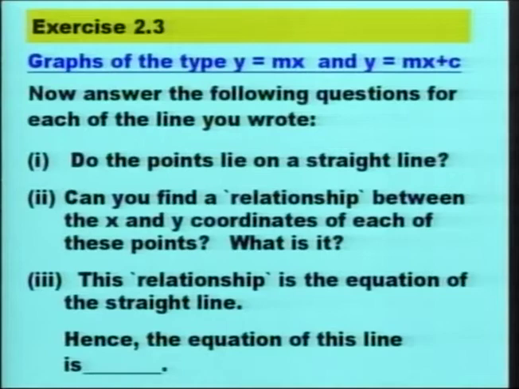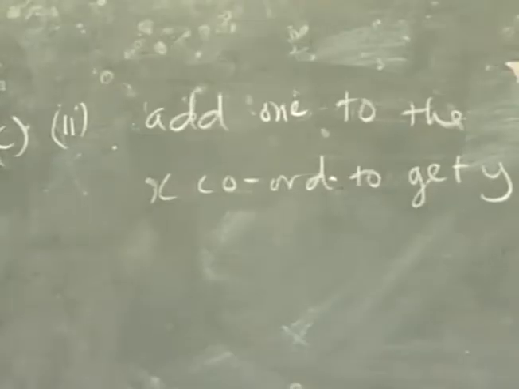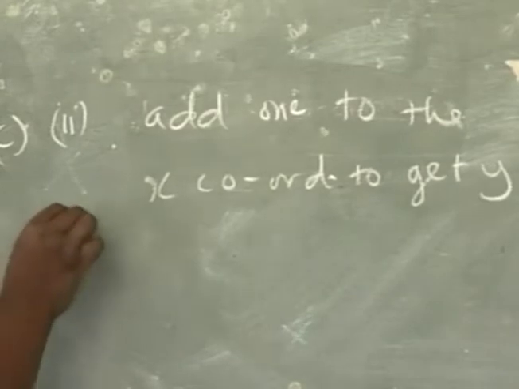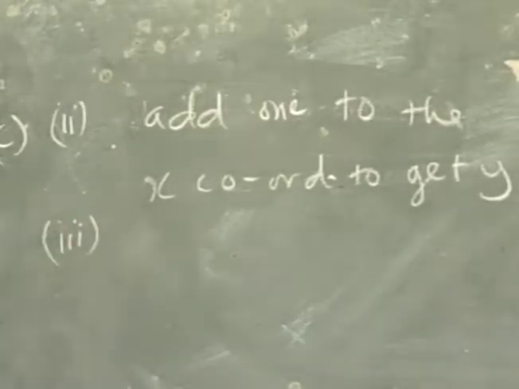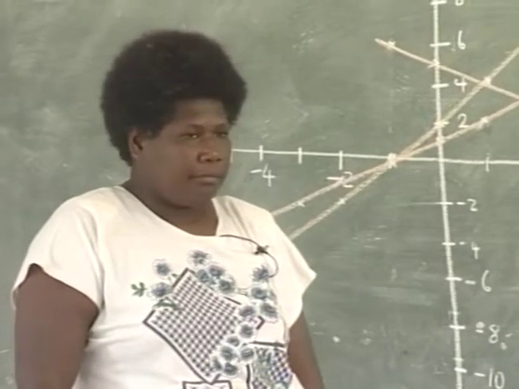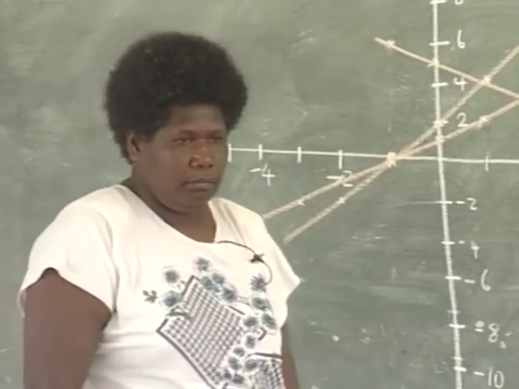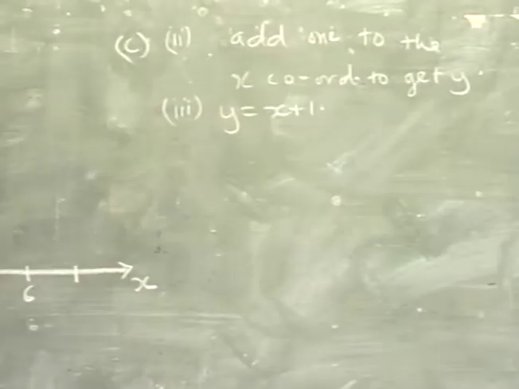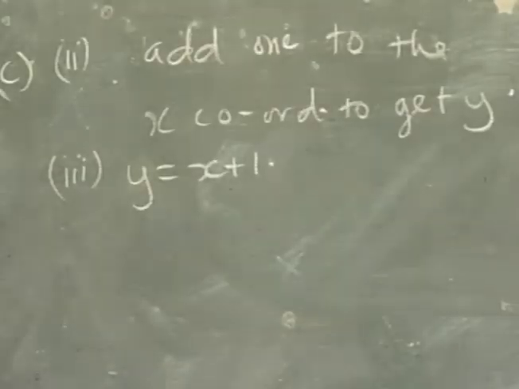Now, what is the equation of this line then? What's the equation of the line for letter C? Geno? Y equals x plus 1. Y equals x plus 1. Good. May I remind you to stand while you're answering, please?